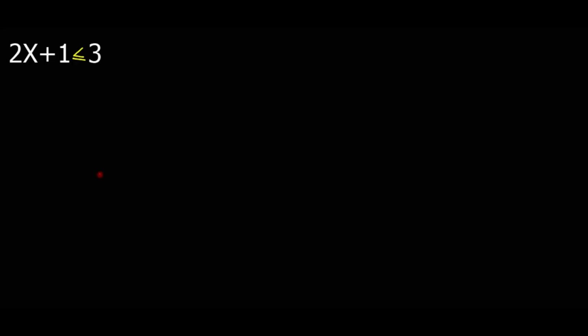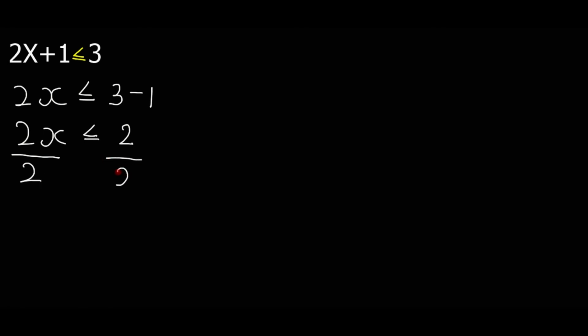And then, 2x plus 1 is less or equals to 3. I told you the same thing. That's the first step: a variable on one side. This means we move 1 to the other side and change the sign. And then from here 2x is less or equals to 2 because 3 minus 1 is 2. And then from here I will divide both sides by the coefficient of x. And then x is less or equals to 1 because 2 divided by 2 is 1. And then this is our solution.